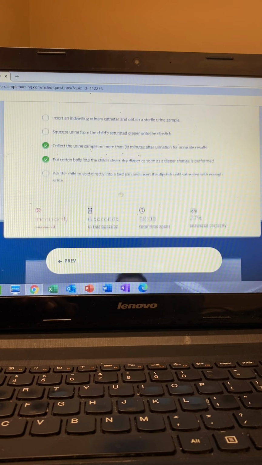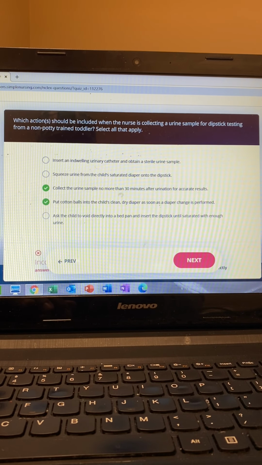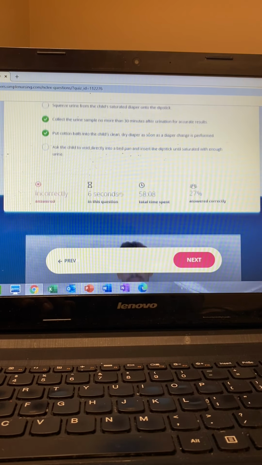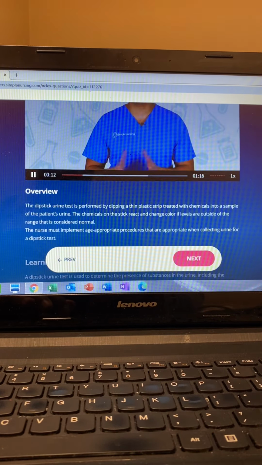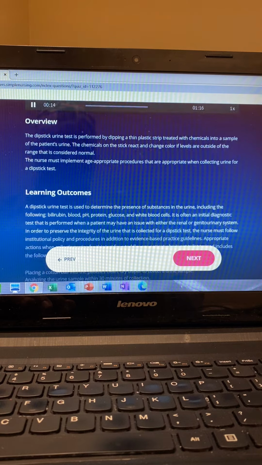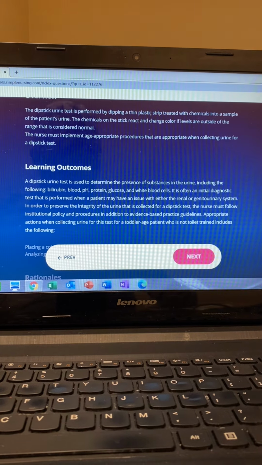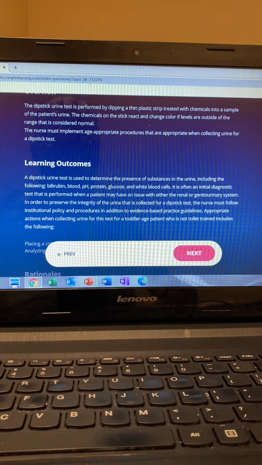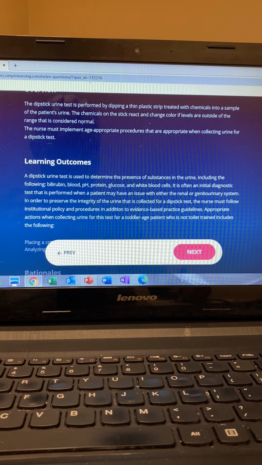Now, using our 3 steps, let's break this down. This question is asking for the correct actions to include in the key problem, collecting a urine sample for a dipstick on a toddler who's not potty trained here. So guys, we're just thinking the toddler's still in diapers or they're in trainers. So the solution that we're looking for are appropriate ways to collect this urine from that diaper, from that child.